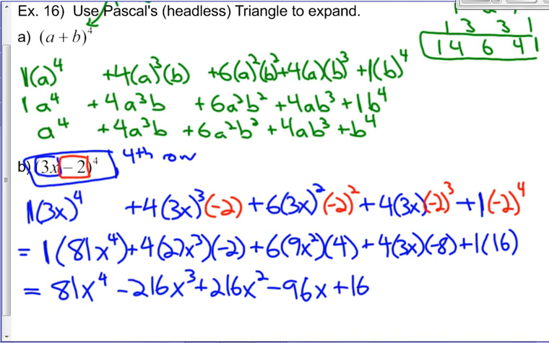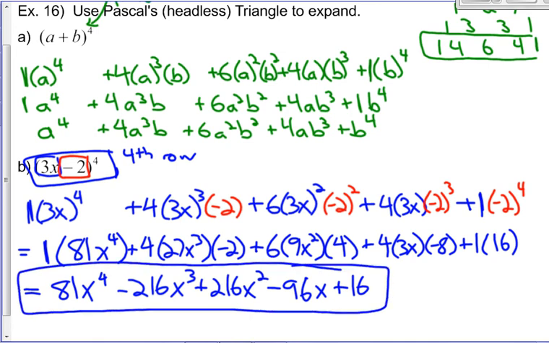When you're done here, you should have no like terms to collect. This is the expansion. So there is a full expansion of a binomial. And again, lots of applications in probability that we can look at some other time.